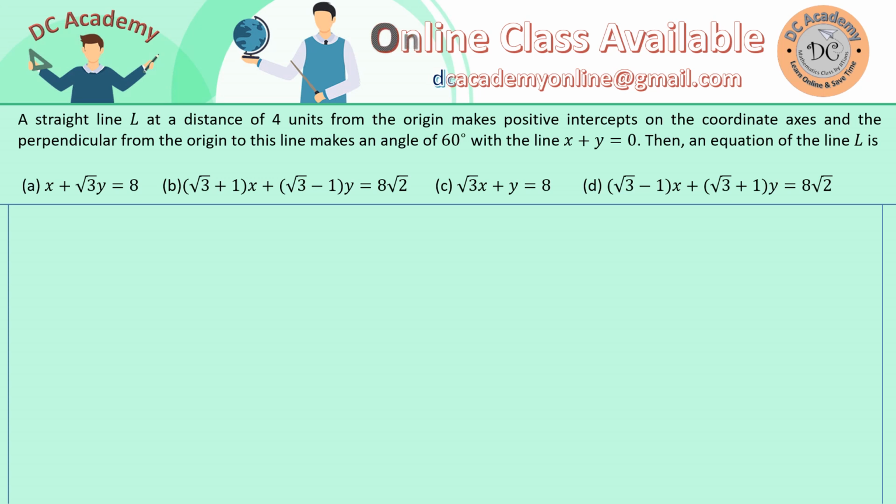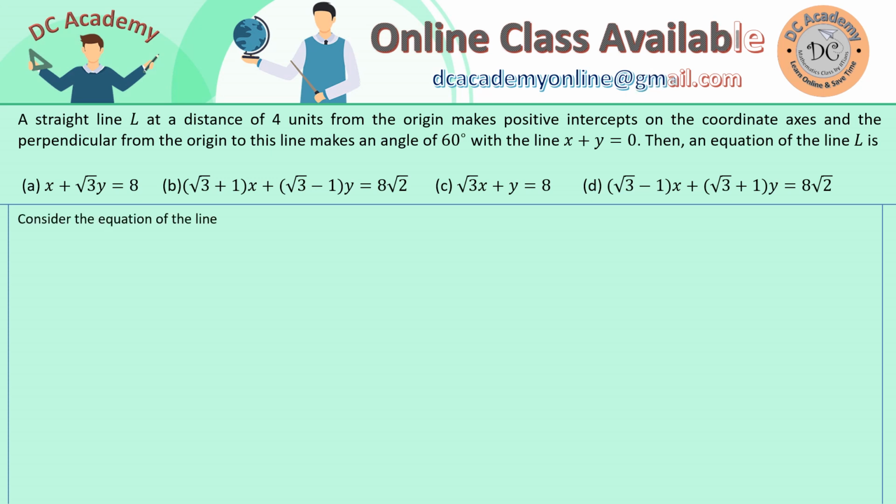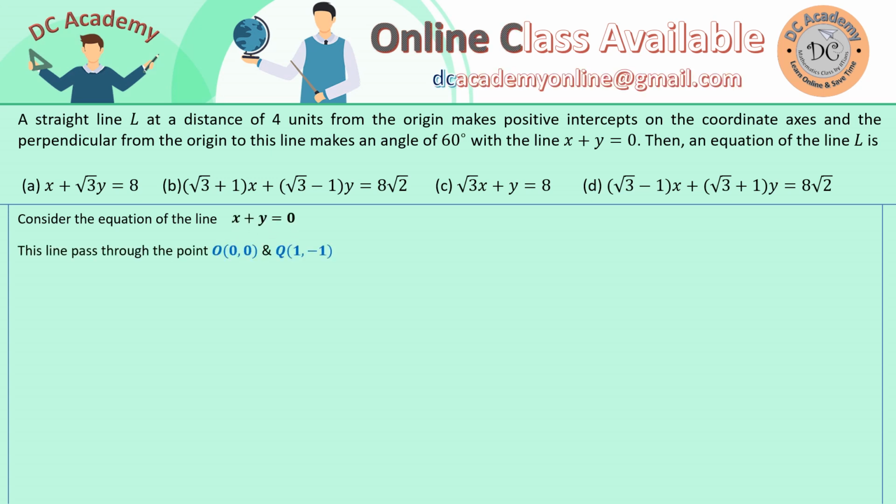So first, see that here we have a line that makes a distance. Therefore for this problem, if we are able to sketch the figure appropriately, more or less the problem will be solved. It's not a difficult problem. So first we consider the equation of the given line, which is x plus y equal to 0. Notice that this particular line passes through the points 0, 0 and 1, minus 1.